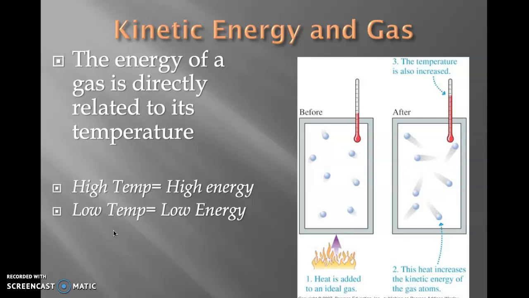All right, kinetic energy and gas. So kinetic energy is the energy that a gas molecule has while it's in motion. And unless gas molecules have reached a temperature of absolute zero, in which they have no energy, then they are in constant motion. So the energy of a gas is directly related to its temperature. So if the temperature is really high, meaning that it's a really hot temperature, then the gas molecules will be very high energy. And so you can actually increase the amount of energy gas molecules have just by upping the temperature. And I've talked about this before in class.